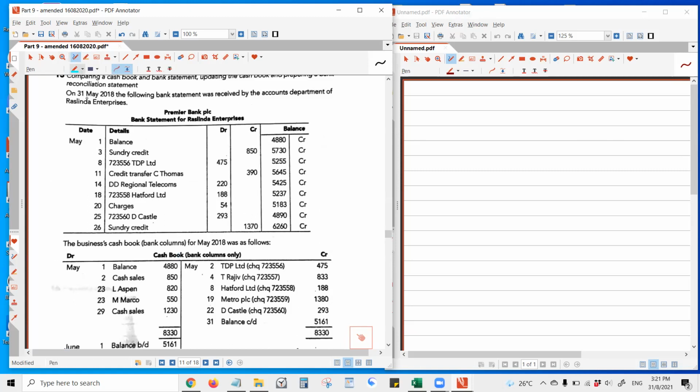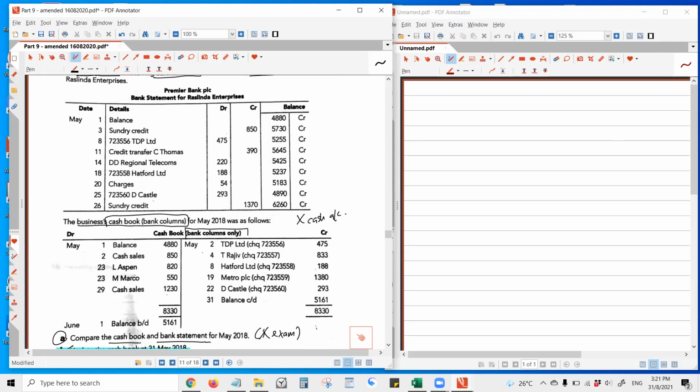It's saying that on 31st May 2018, the following bank statement was received by the accounts department. And here is your business cash book bank account. Cash book contains cash account and bank account, but we are not focusing on the cash account right now. They are just showing you the bank column, without the cash column, because we are not focusing on the cash.